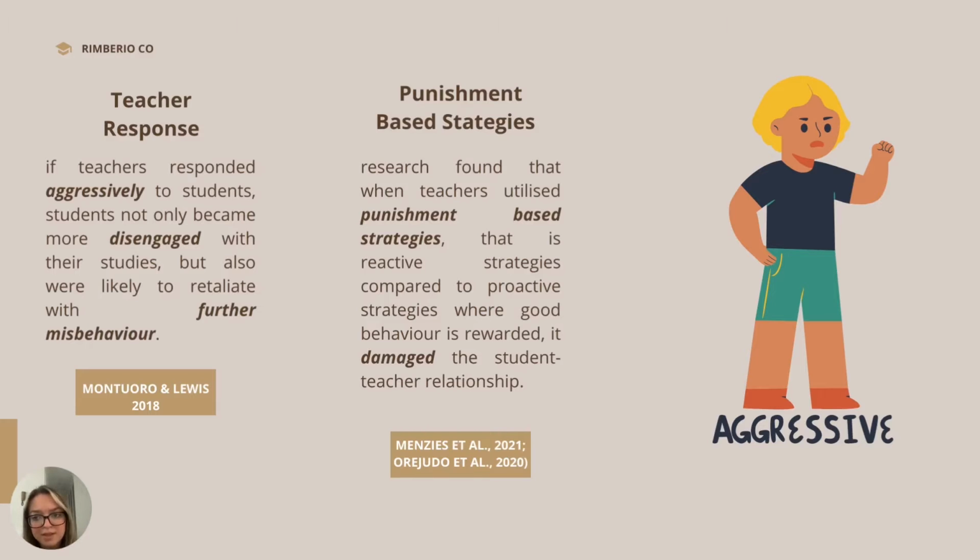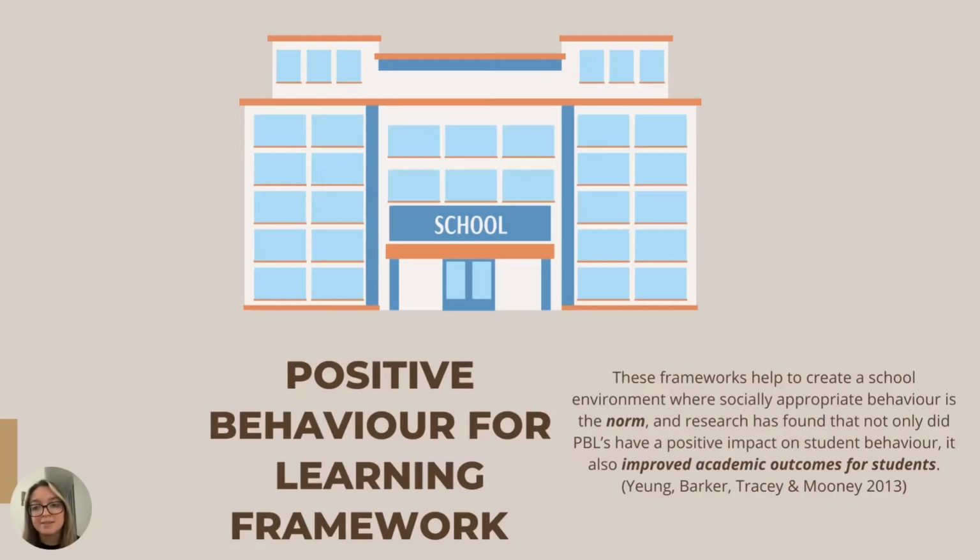To continue on this, additional research found that when teachers utilize punishment-based strategies, that is, reactive strategies compared to proactive strategies where good behavior is rewarded, it damaged the teacher-student relationship. In Australia in particular, research has shown that parents are concerned with the large usage of exclusionary discipline, becoming the prevalent method for handling misbehaviour across schools in Victoria, New South Wales and Queensland.